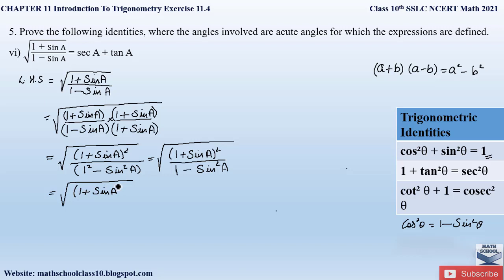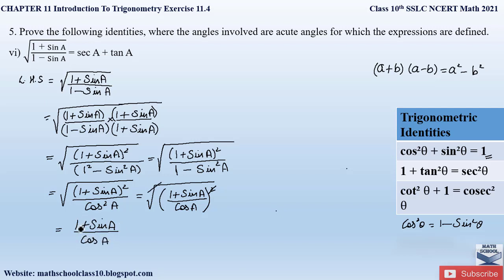1 plus sine A the whole square divided by cos square A. Here in the numerator and denominator we have square and square value. This can also be rewritten as 1 plus sine A divided by cos A the whole square, right? So now you can observe that we have a square root term and inside we have a square term. So this square root and square term will get cancelled. So we will be left with 1 plus sine A divided by cos A.